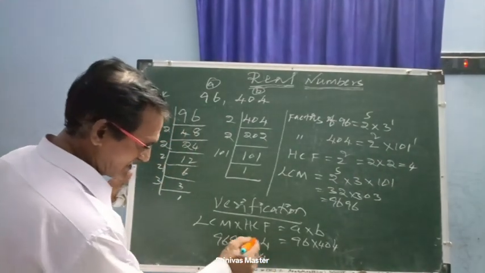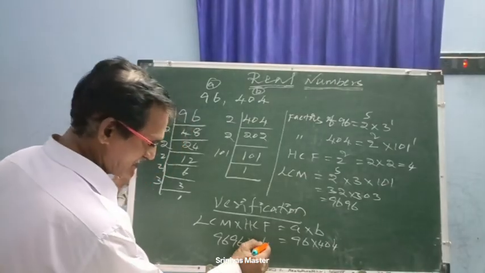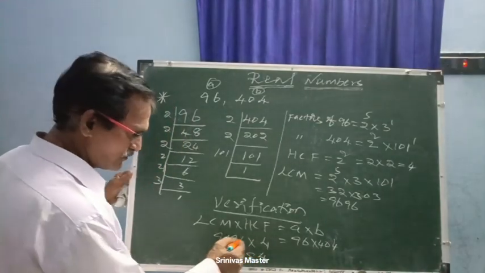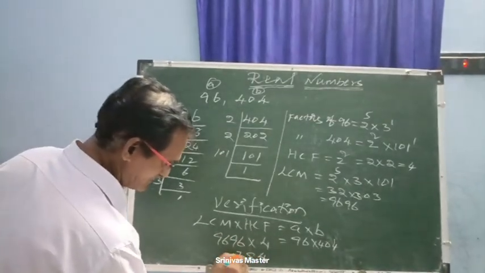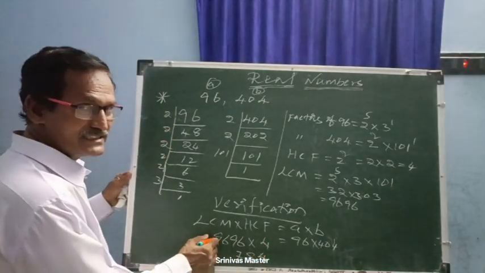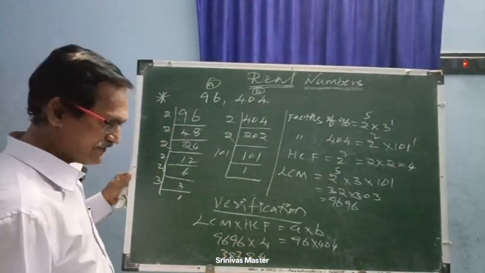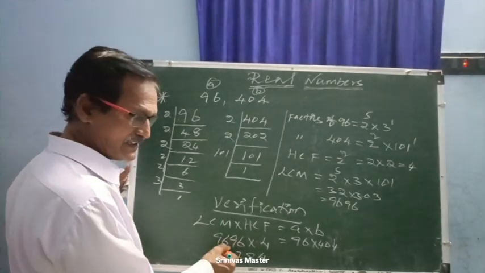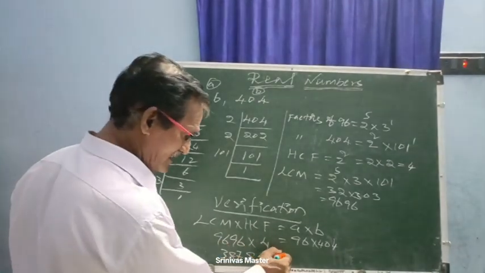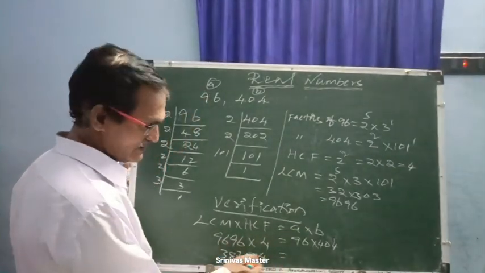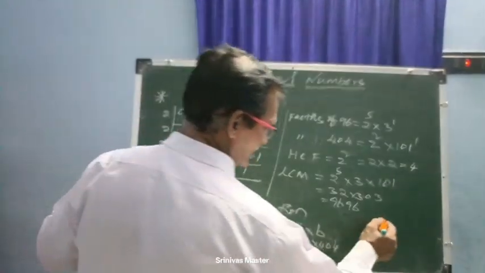4 9s are 36. 36 plus 2, 38. 4 6s are 24. 24 plus 3, 27. 4 9s are 36. 36 plus 2, 38. 38784. This is what you get on the left side, LHS. The RHS also has to come like this. We'll check it out, 404 into 96.